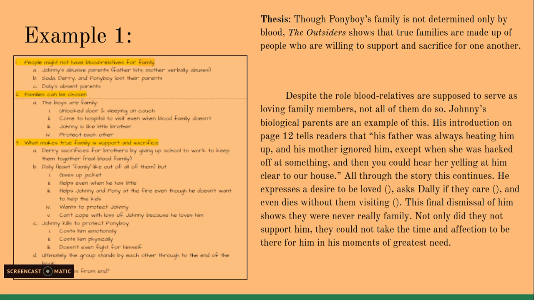And I'd move on to my next one about Soda, Darry, and Ponyboy. Maybe doing a transition here by saying, well, some blood relatives aren't family because they don't care. Others are just absent for things that are outside of their control. And then I talk about Soda, Darry, and Ponyboy. Notice I start with my main point. I go into the evidence, like their parents are dead. And I talk maybe about how the parents had wanted to be there, and it just couldn't be. And that would be the end of my second paragraph, and I could move to my families can be chosen.